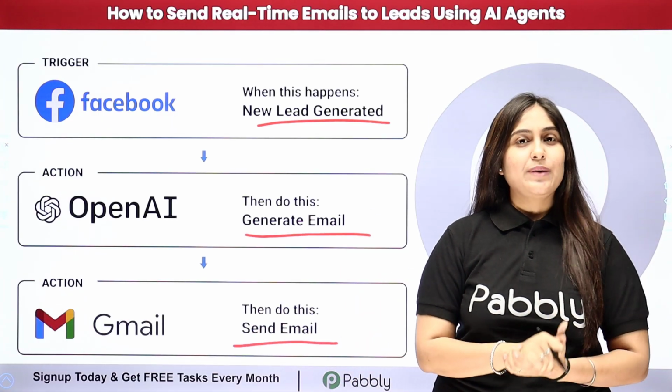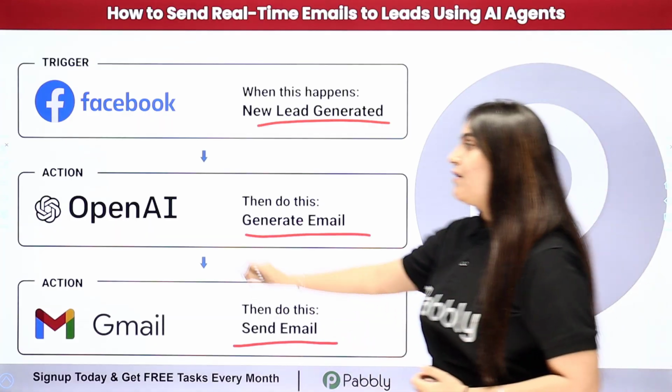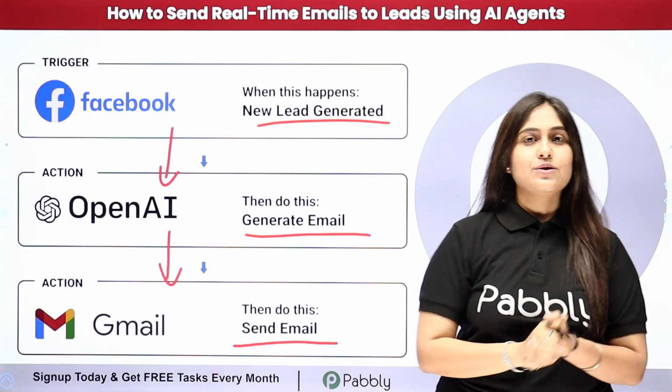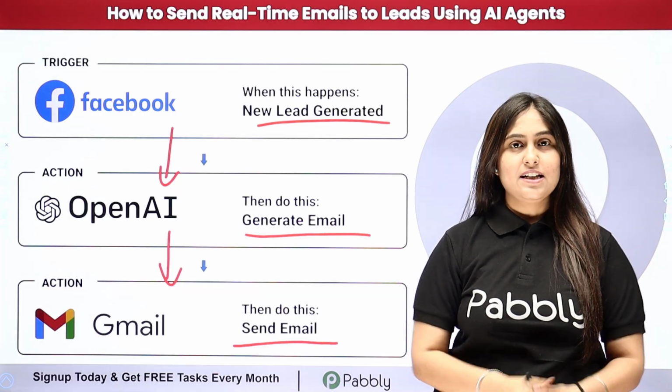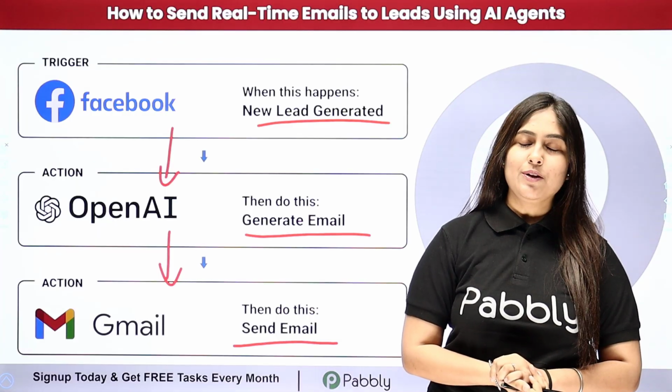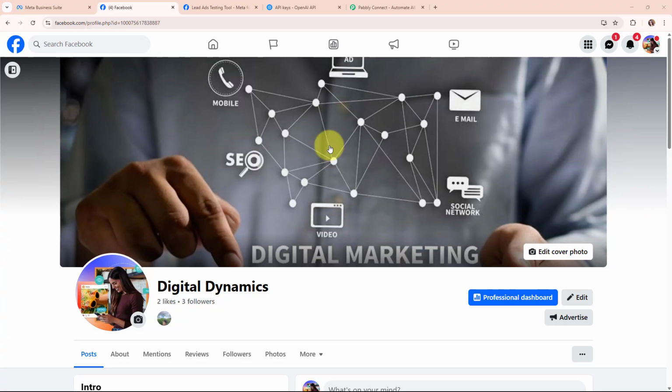So now here to automate the entire process, I need to connect my Facebook lead ad with OpenAI and Gmail using an automation software named Pabbly Connect. So to see the working of this automation and to learn this process step by step, let me take you to my screen. Welcome to my screen.